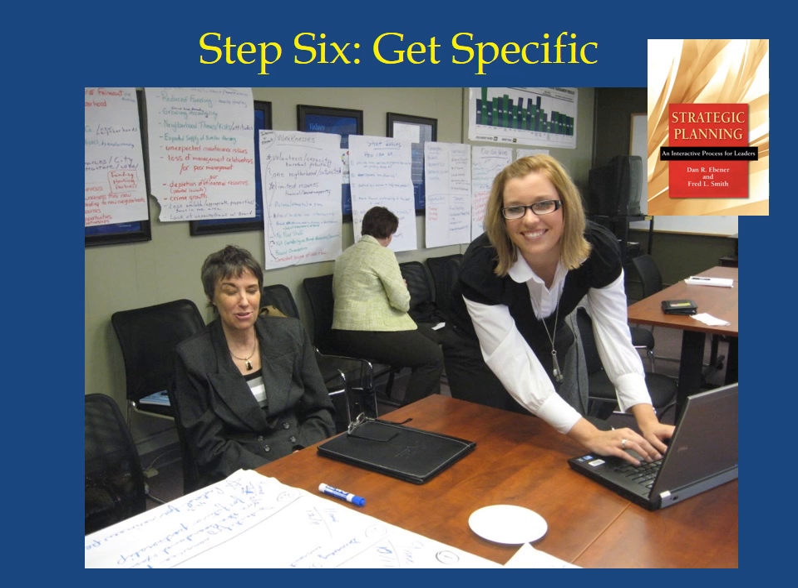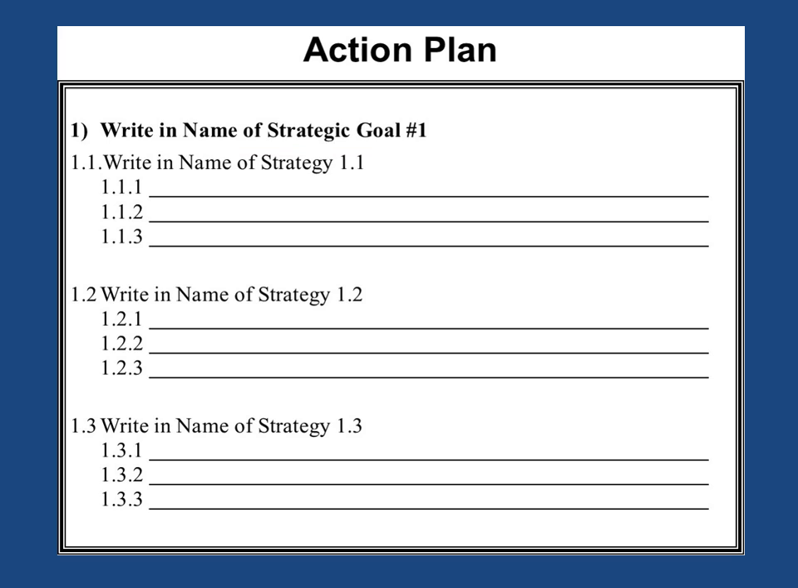So let's get specific. This is step 6. This is where the rubber meets the road. This is where we come up with our action plan for year 1. Every strategic plan needs to have an action plan, which is what are we going to do in the first year? The action plan looks like this.